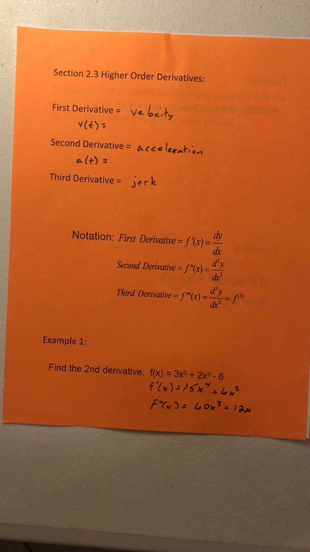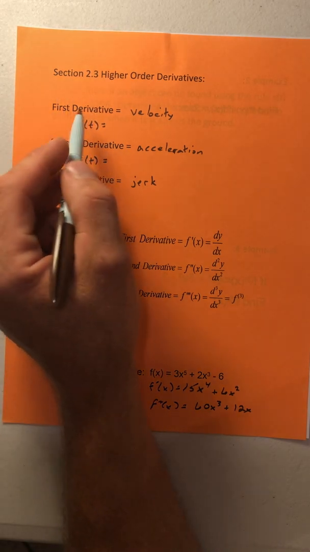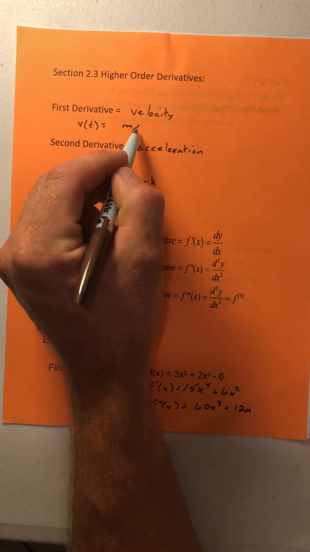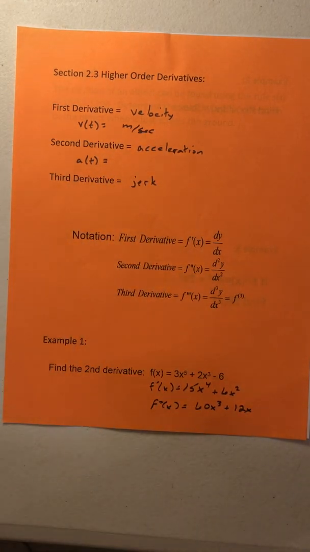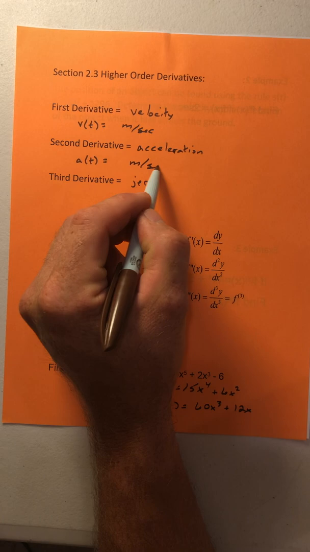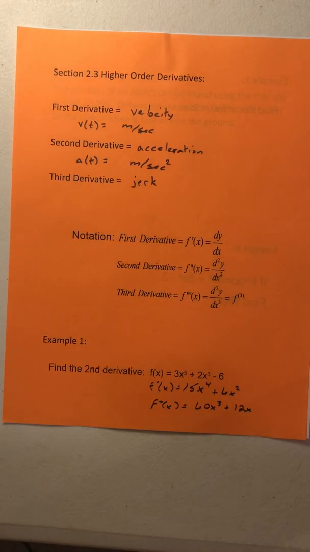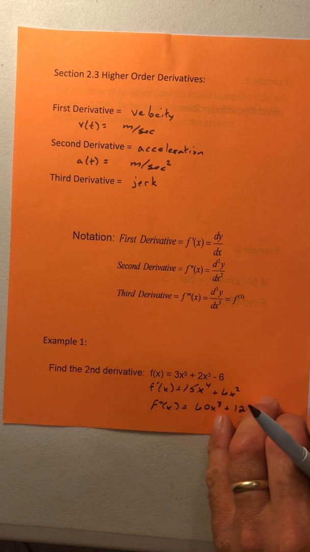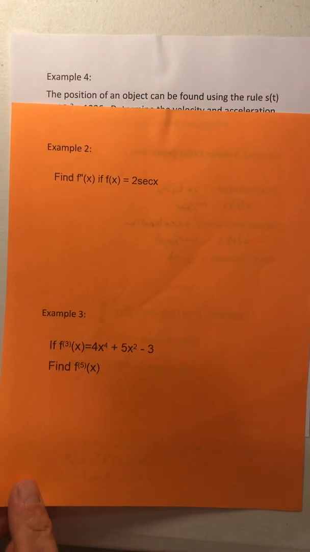I want to go back up also and talk about that notation. Remember, first derivative, we're doing maybe meters per second for our units. Second derivative would be meters per second squared, which you've probably talked about in your physics course a little bit, but we'll touch on that as well as we get into some of our problems. So first derivative is meters per second, second derivative meters per second squared. All right, moving on here.